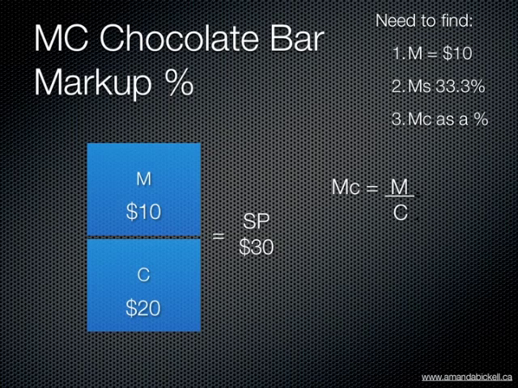The C denotes that we're looking for a markup, and there's a cost in the denominator this time as opposed to the selling price that we had for margin. Again, we can insert our numbers, and this time the percentage comes out to 50%. So the markup is 50% of the cost. Since cost is in the denominator, when you're talking about markup, the cost is the 100%.